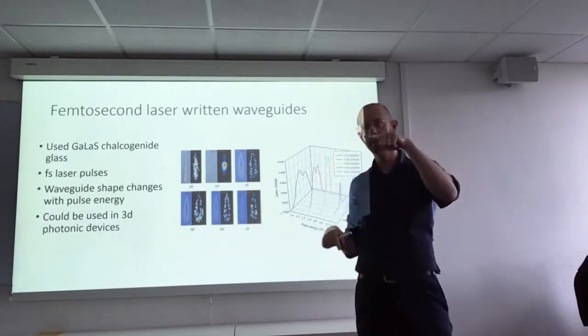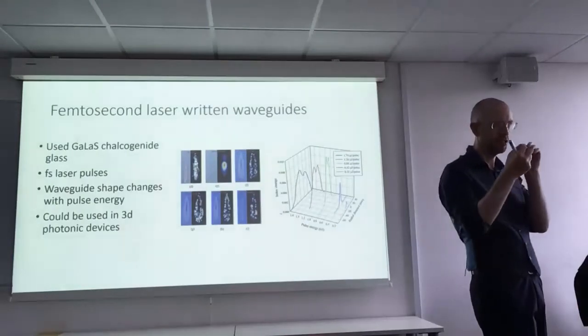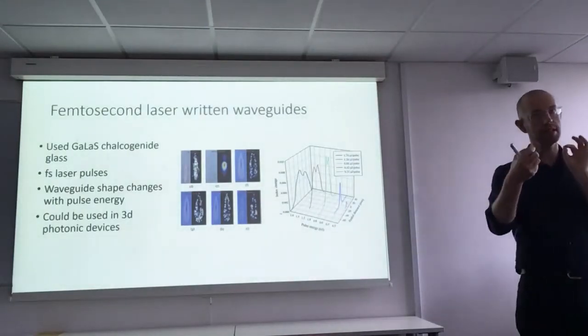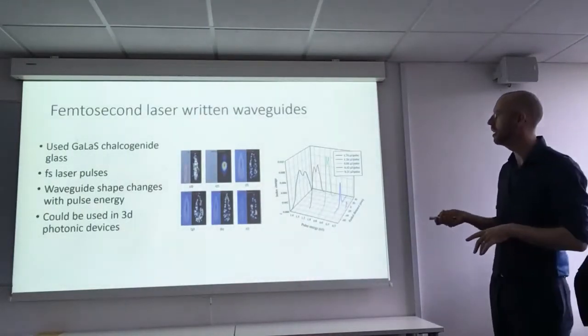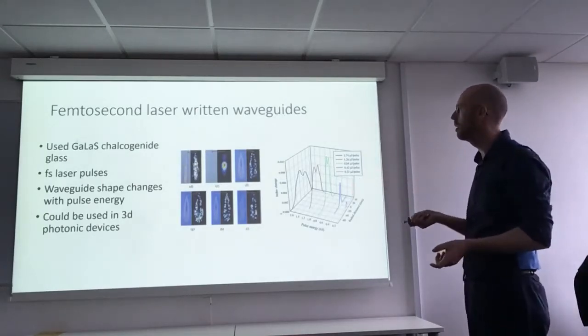And then you get a channel going through the glass, and that can guide light because it's changed the refractive index inside the glass. So you can then shine a laser beam, and it will channel through that bit of glass.